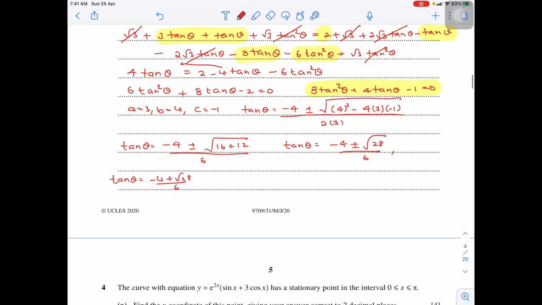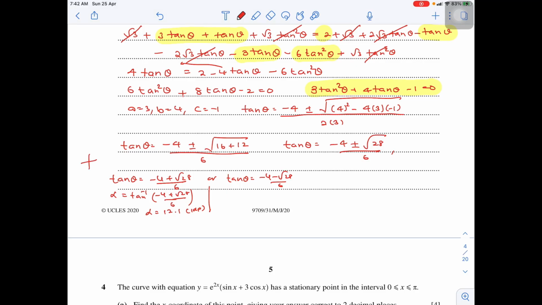So tan theta is, alright, it is not enough space for me. Tan theta is negative 4 plus root 28 over 6, or tan theta is negative 4 minus root 28 over 6. So basic angle alpha is tan inverse of negative 4 plus root 28 over 6. So alpha is 12.1 to 1 decimal place.